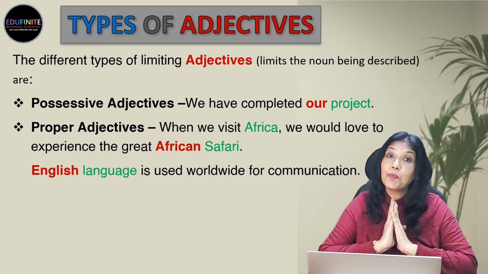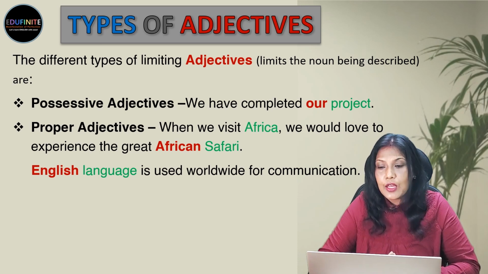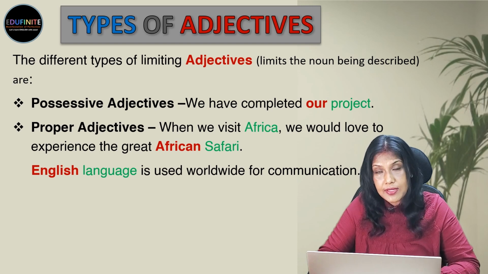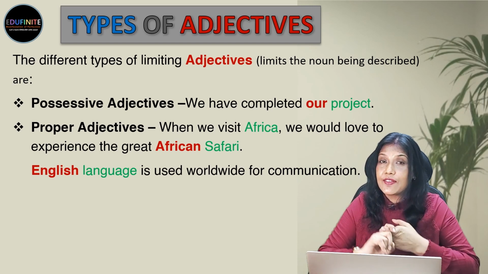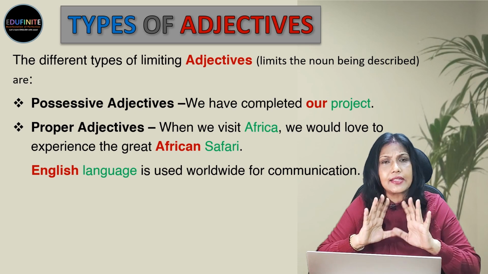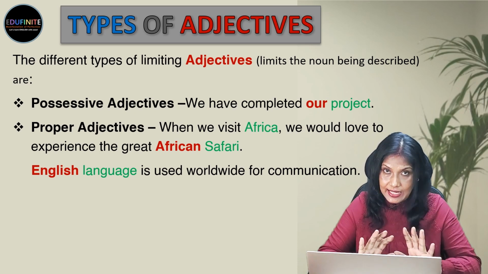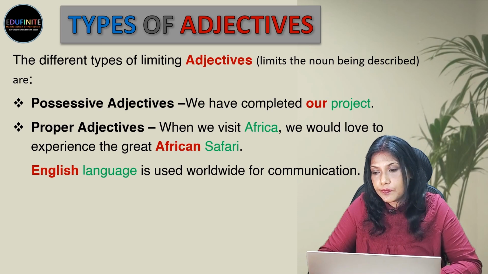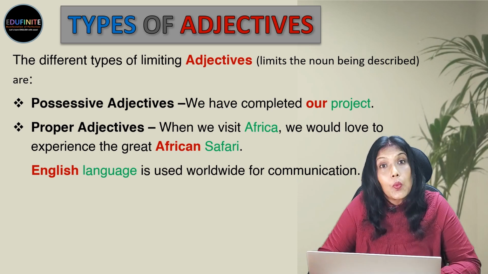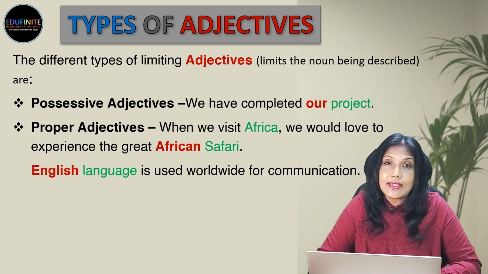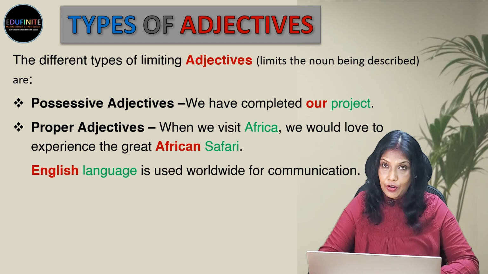The next one is proper adjectives. Yes. So what are proper adjectives? Well, they're derived from proper names, and so proper adjectives always begin with capital letters, irrespective of wherever they are placed in a sentence, just like proper nouns. So let's look into this sentence. When we visit Africa, we would love to experience the Great African Safari.